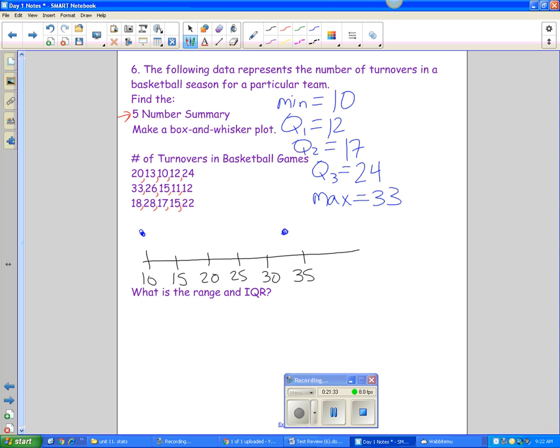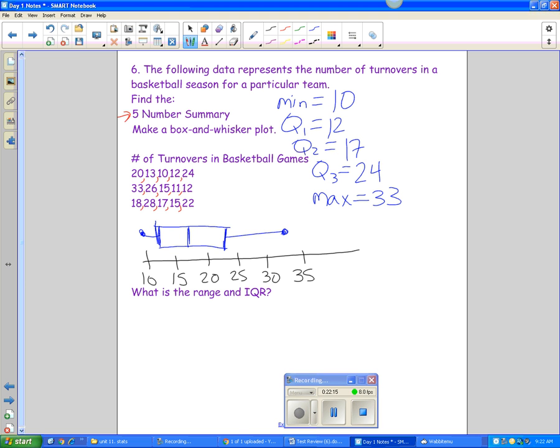For Q1, Q2, and Q3, I'm going to draw lines, and then I'll make a box out of them. So for Q1, that's at 12. You put a line at 12. You put a line at 17. And you put a line at 24. And then you're going to make a box out of that. And then the last thing you do is you connect the tails. They're called the whiskers, like on a cat. Meow. Okay, so that's your box and whiskers.